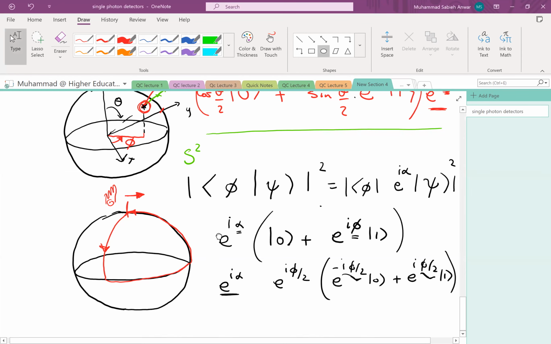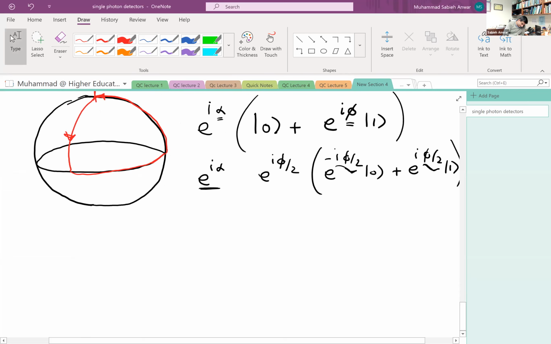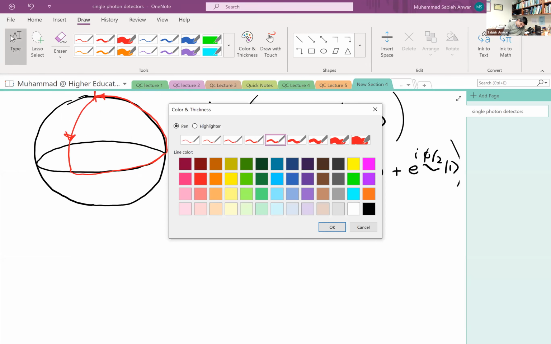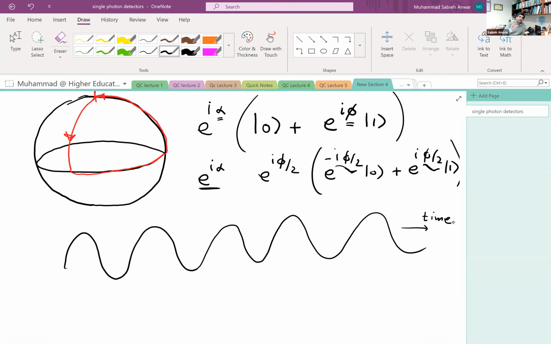So if I were to draw, somehow my screen just stops working at the end, but let me just give me a second. This is an electromagnetic wave. Now this is the time axis, and I'm looking at the electromagnetic wave as a function of time, looking at the wave at some fixed point in space. I'm measuring how the electric field is changing with time.